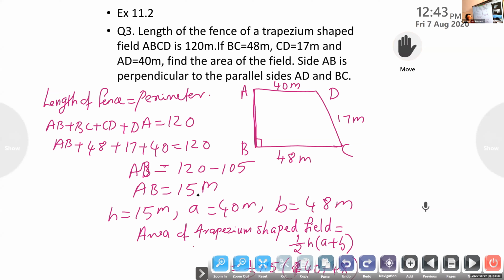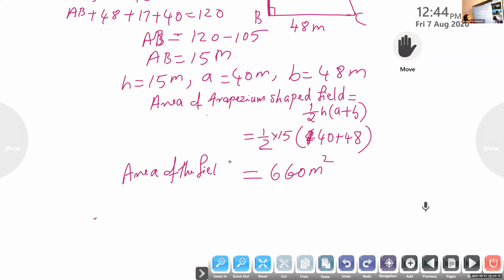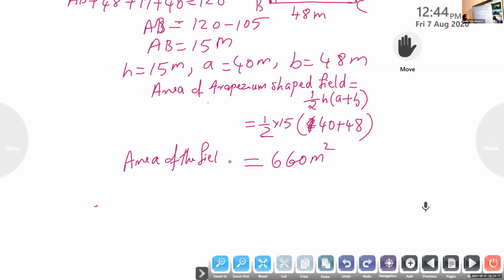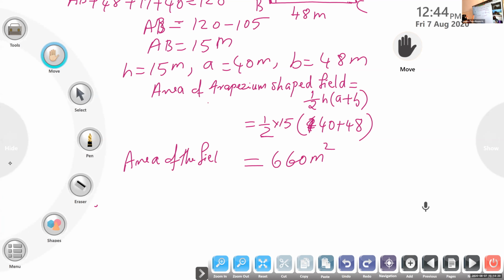Also given that length AB is perpendicular to BC and AD, which means it is the height of the trapezium, or the distance between the parallel sides. By subtracting 120 minus 105, we get AB as 15 meter. Now we have height, A and B, the parallel sides. So write the formula half H into A plus B. Half into 15 into 40 plus 48, we get 660 meters square. Okay, understood?